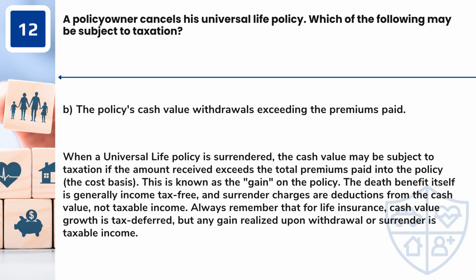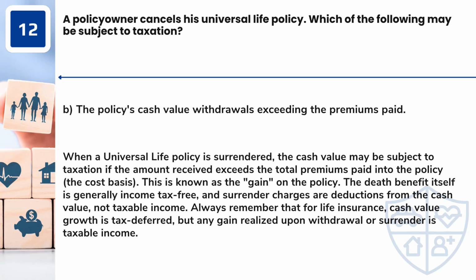When a universal life policy is surrendered, the cash value may be subject to taxation if the amount received exceeds the total premiums paid into the policy, the cost basis. This is known as the gain on the policy. The death benefit itself is generally income tax-free, and surrender charges are deductions from the cash value, not taxable income. Always remember that for life insurance, cash value growth is tax-deferred, but any gain realized upon withdrawal or surrender is taxable income.